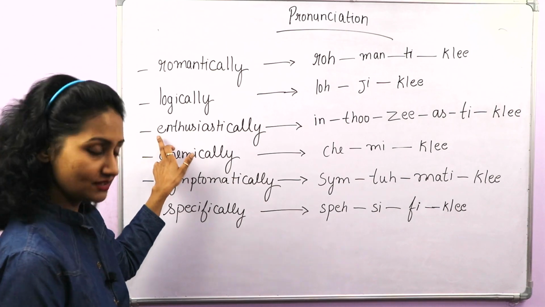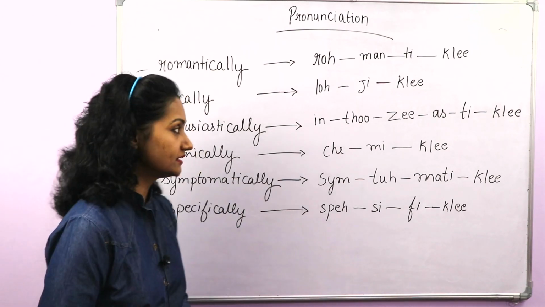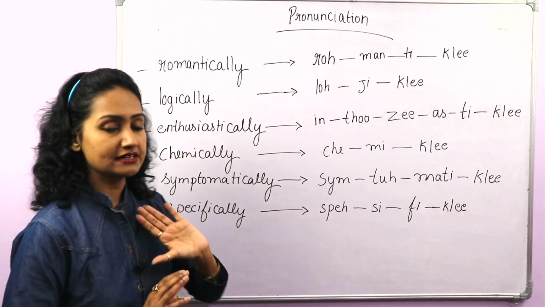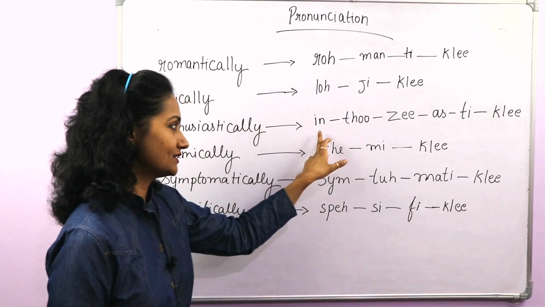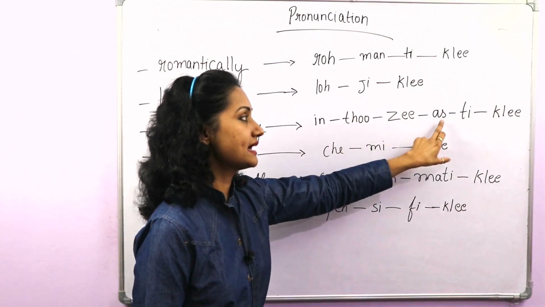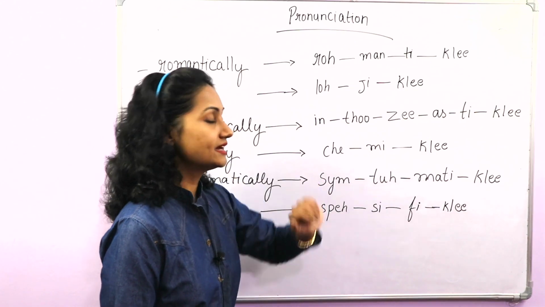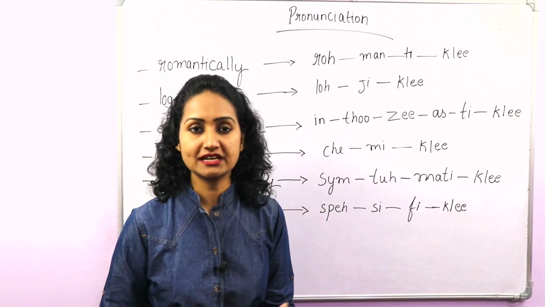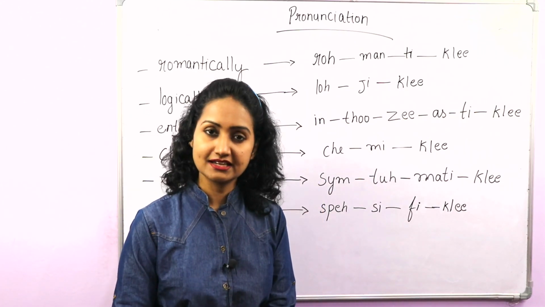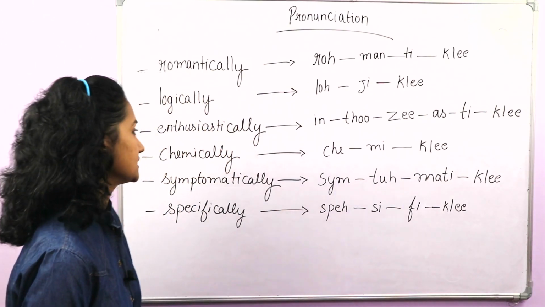So it's not enthu here. The phonetic sound of E is E, okay? But here, the sound of this letter is not E, it's different. Okay, so A, to, Z, as, T, clee. Enthusiastically. Say it with me. Enthusiastically. Okay, this way you have to pronounce this particular word.